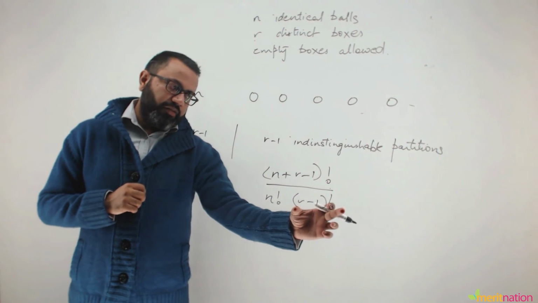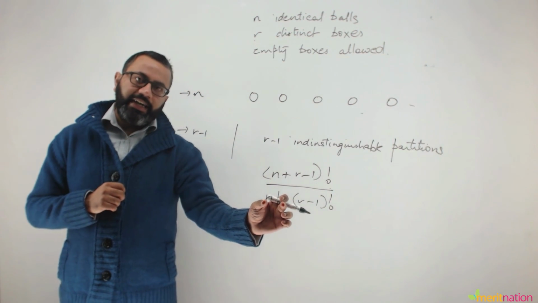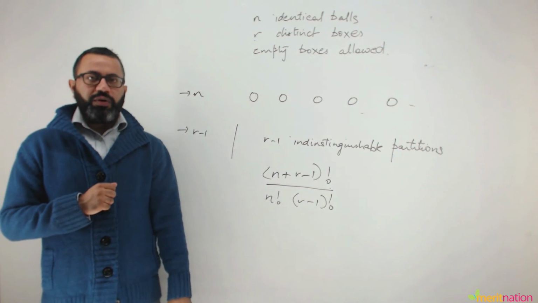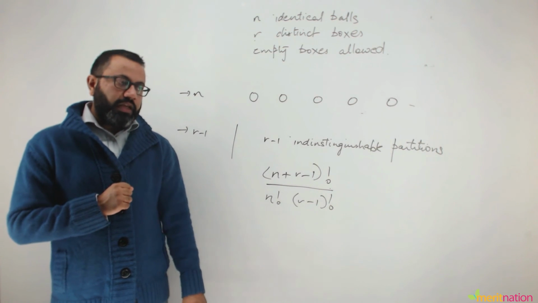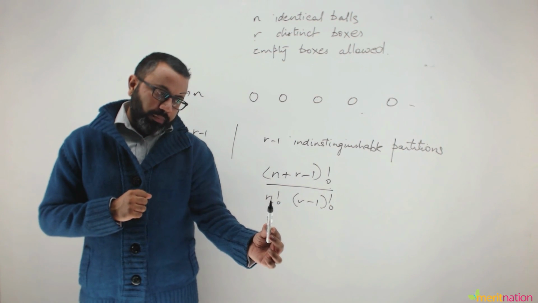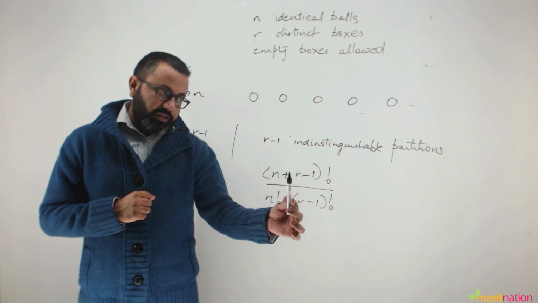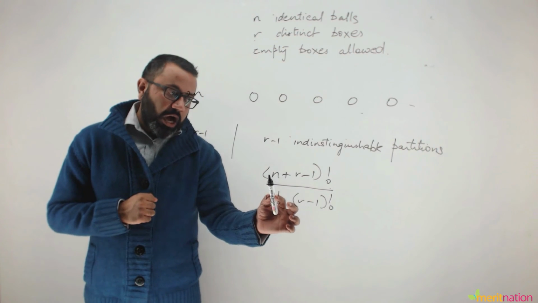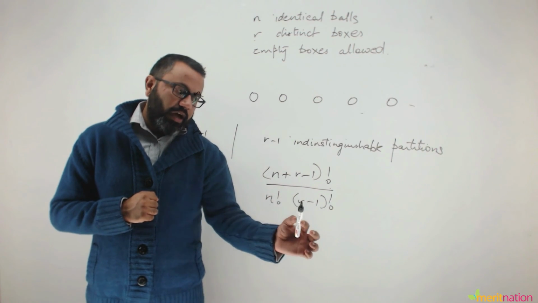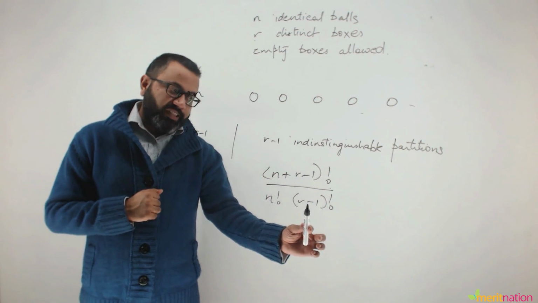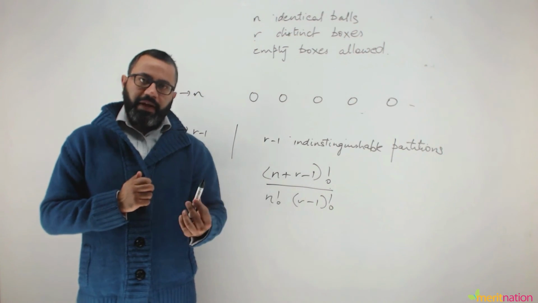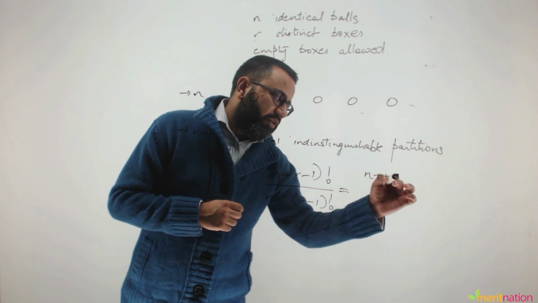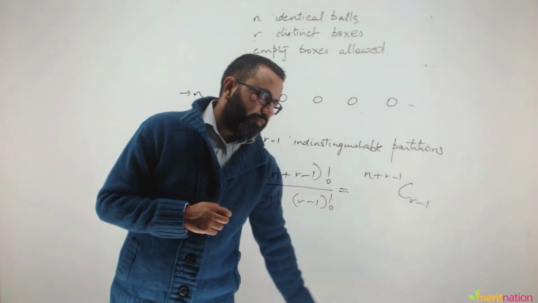There were n balls and there were r minus 1 partitions. The n balls are identical, therefore we divide by n factorial. The r minus 1 partitions are identical, so we divide by r minus 1 factorial. Now keep in mind that these two terms in the denominator, n and r minus 1, sum up in the numerator. And this is nothing but saying: in how many ways can I select n out of n plus r minus 1, or select r minus 1 out of n plus r minus 1. Essentially what that means is that this formula is equivalent to this expression.